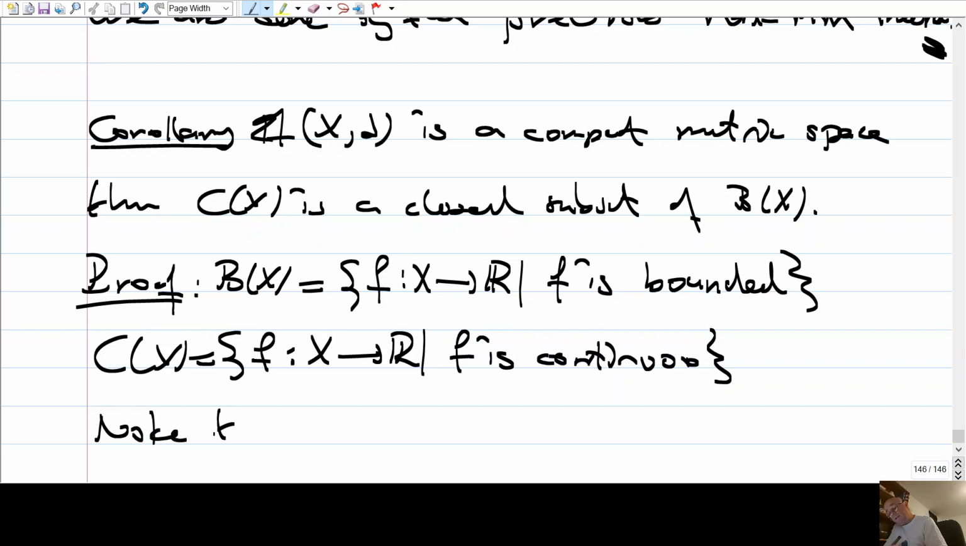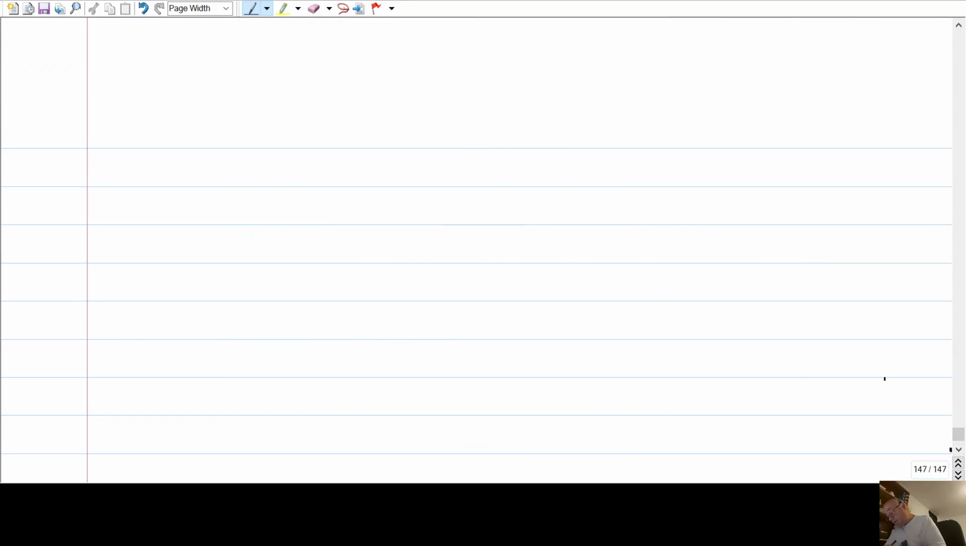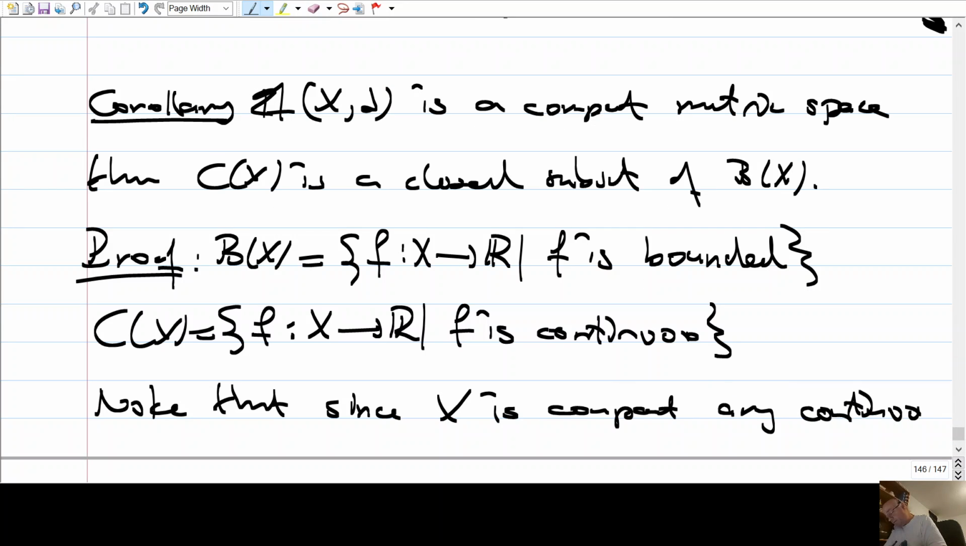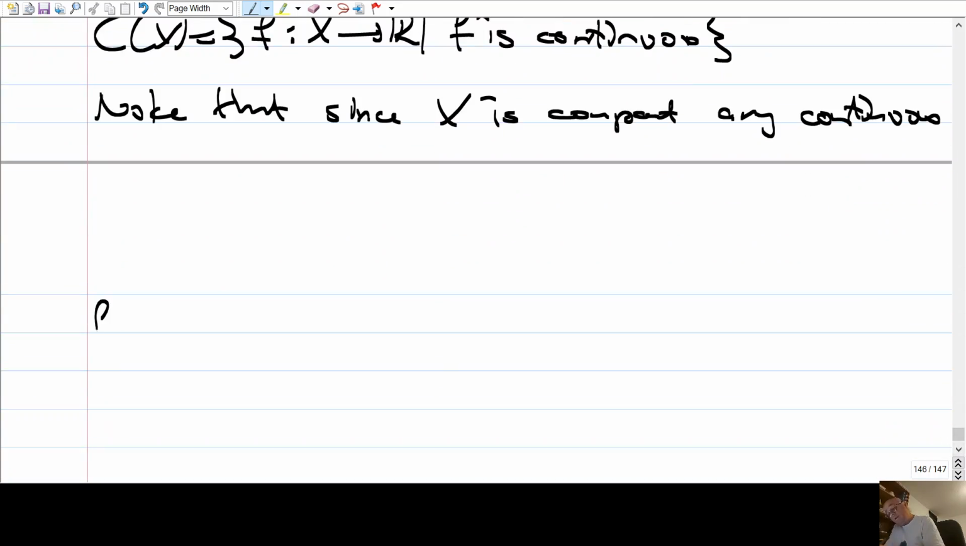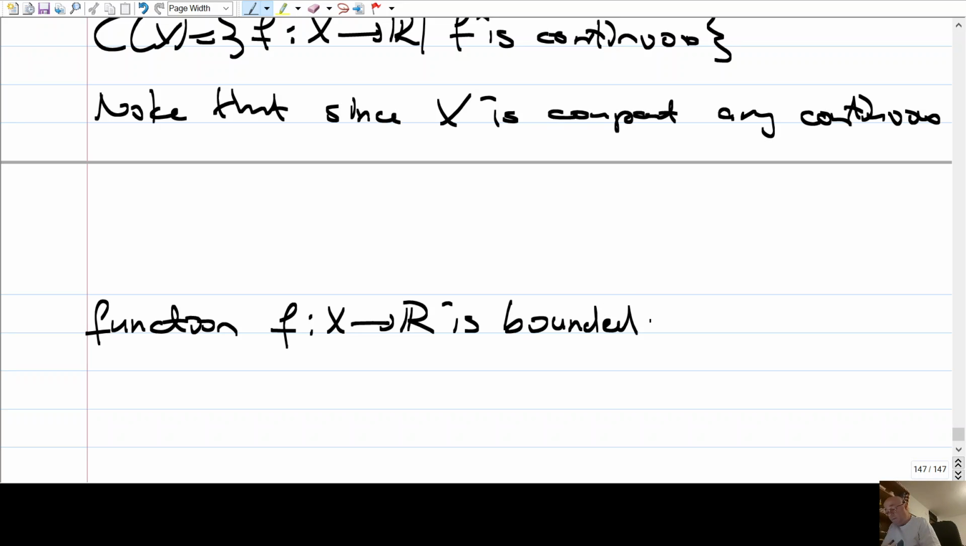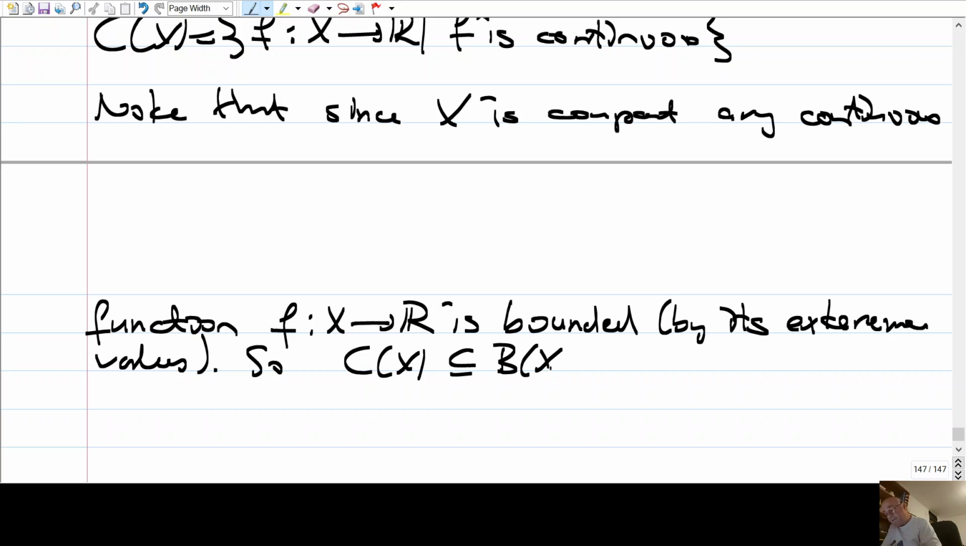So note that since X is compact, any continuous function f from X to R is bounded, actually by its extreme values, right? So C(X) is a subset of B(X). Any continuous function is bounded. But we claim something more than that. We claim that this is a closed subset.